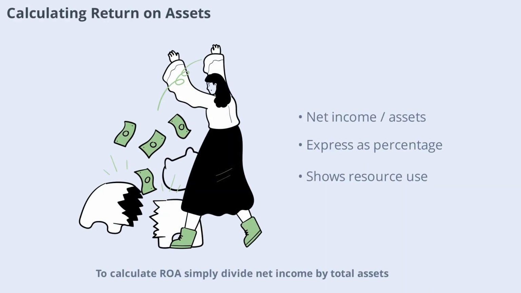To calculate ROA, simply divide net income by total assets and multiply by 100 to get a percentage. For example, if a company has $100,000 in net income and $1 million in assets, the ROA is 10%. This means the company generates 10 cents of profit for every dollar of assets it owns. ROA helps investors understand how well a company is using its resources to generate earnings.